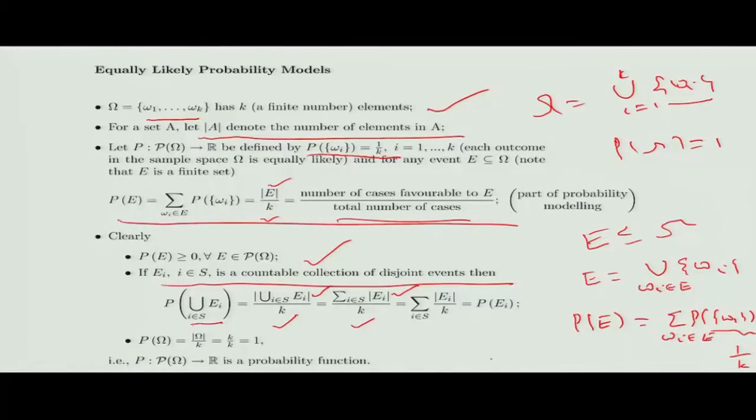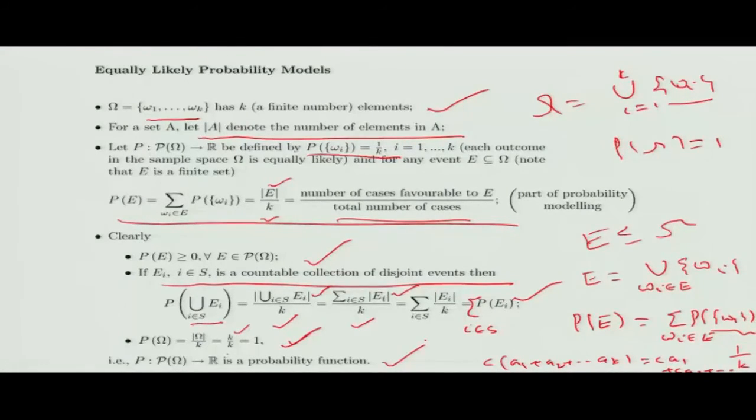So it is like C times (A1 plus A2 plus up to AK) is the same as C times A1 plus C times A2 and so on. So that is what I have done. 1 by K I have taken inside the summation sign. But this is the same as the summation over I belonging to S of P of E I. So it satisfies the second axiom also. Now let's look at the third axiom, which is P of omega. P of omega is mod of omega divided by K. Mod of omega has K elements, so K by K, which is 1. So these are probability functions.